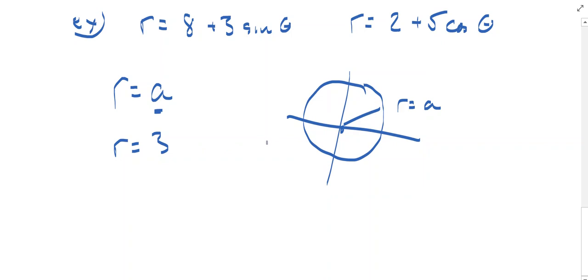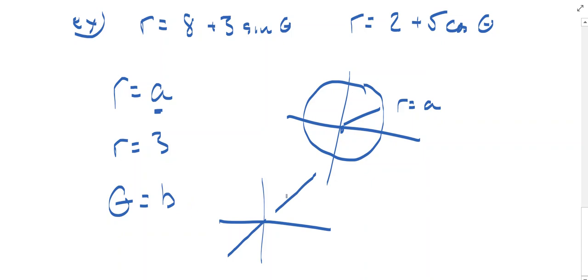As an example, r is equal to 3 is simply a circle centered at the origin with a radius of 3. All right, and so then we also have theta equals some constant b. Well, that is simply going to be a line, a straight line. And that's because the angle theta is constant. If theta is some constant b, then the angle never changes, and if the angle never changes, the slope never changes.